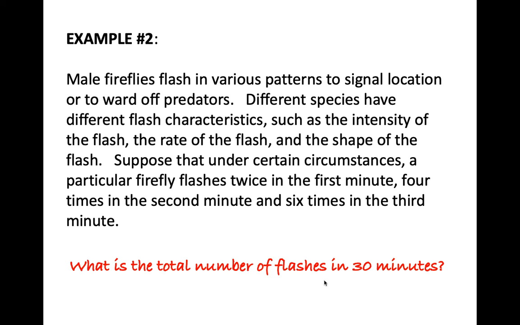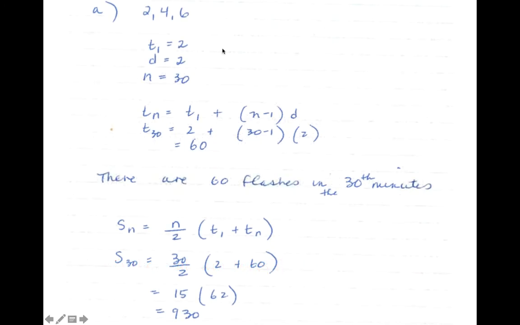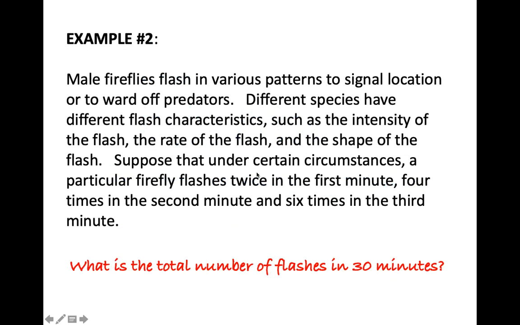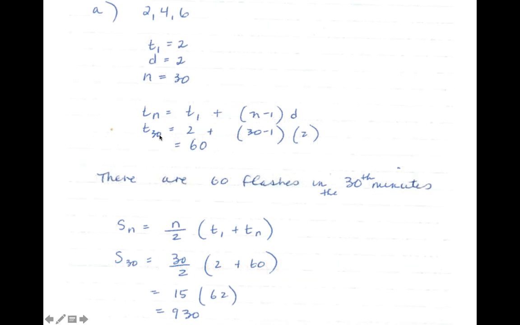So the first thing we need to identify is: is this arithmetic? We have term number 1, which is 2, term number 2, which is 4, and then 6. So yes, we have a very simple arithmetic sequence. So in order to find the number of flashes in 30 minutes, we need to know the 30th term. So I'll plug in the first term, 30 minus 1 times our constant of 2, and we find that it's 60. And then we find the sum of those 30 terms, 30 as the number of terms, 2 is the first, and 60 is the last, and we find out that this firefly has flashed 930 times.